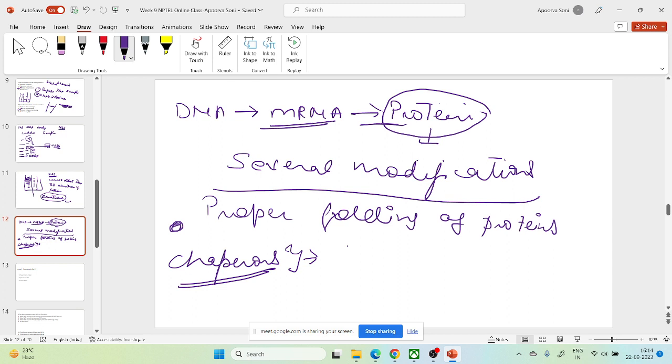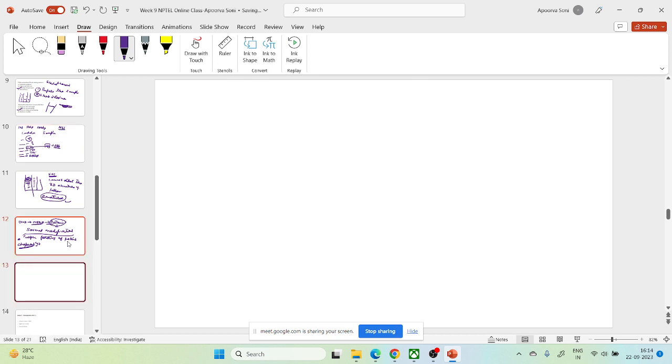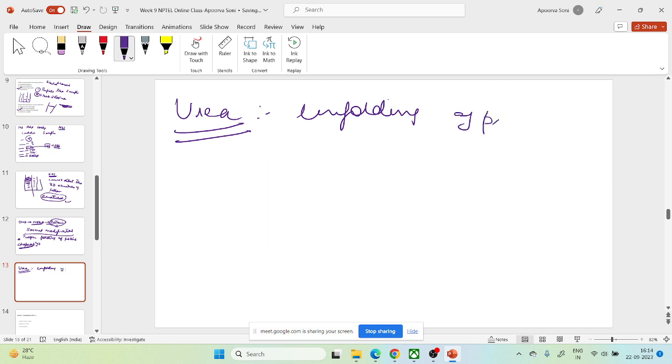Now, one very important reagent which causes the unfolding of the protein is urea. Urea is responsible for the unfolding of proteins. So if you want to study the folding status of a protein, or you want information on how the protein has folded, then you can use urea.